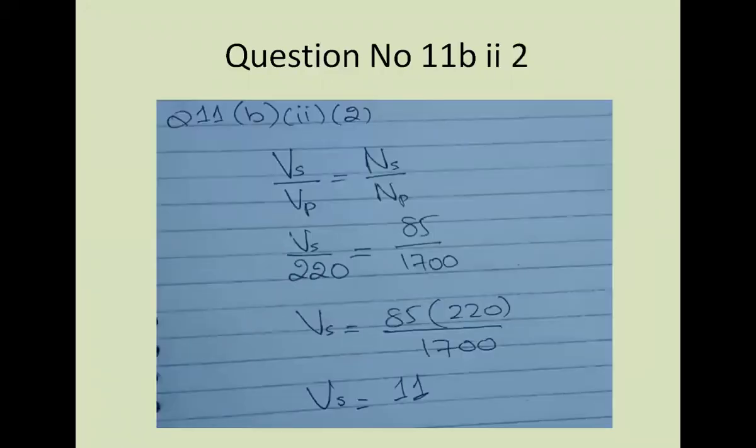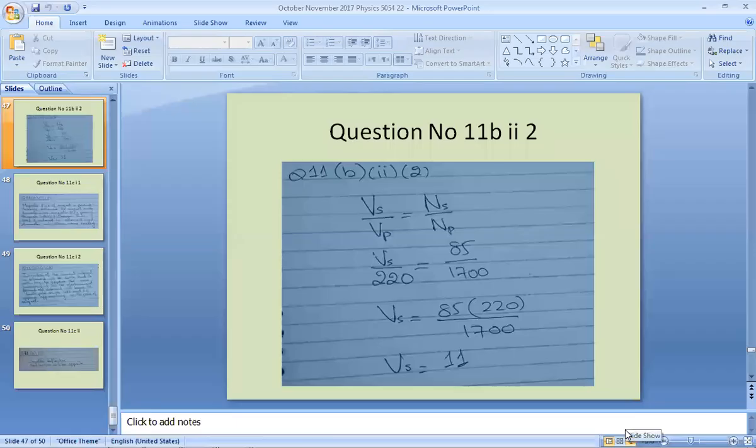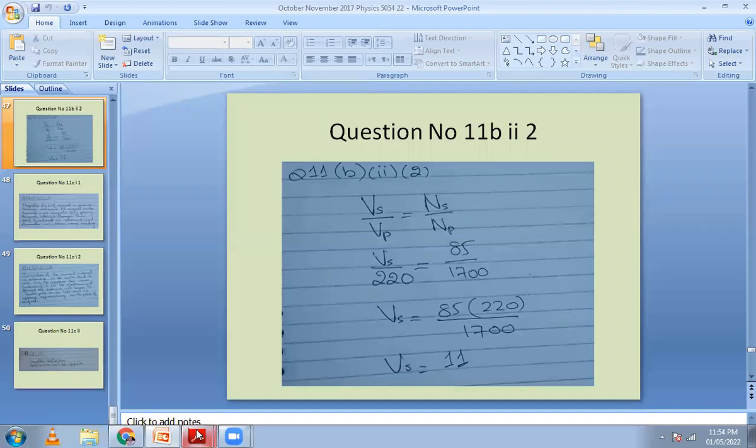Let me show you how we have done this. Vs by Vp is equal to Ns by Np, where Vs is the question, the voltage in the secondary, and Vp is 220 volt. The number of turns in the secondary is 85, and the number of turns in the primary is 1700. So Vs will be equal to 85 multiplied by 220 divided by 1700, and you will get 11. So the output voltage will be 11 volt. Hopefully you understand this numerical. It's also very famous.